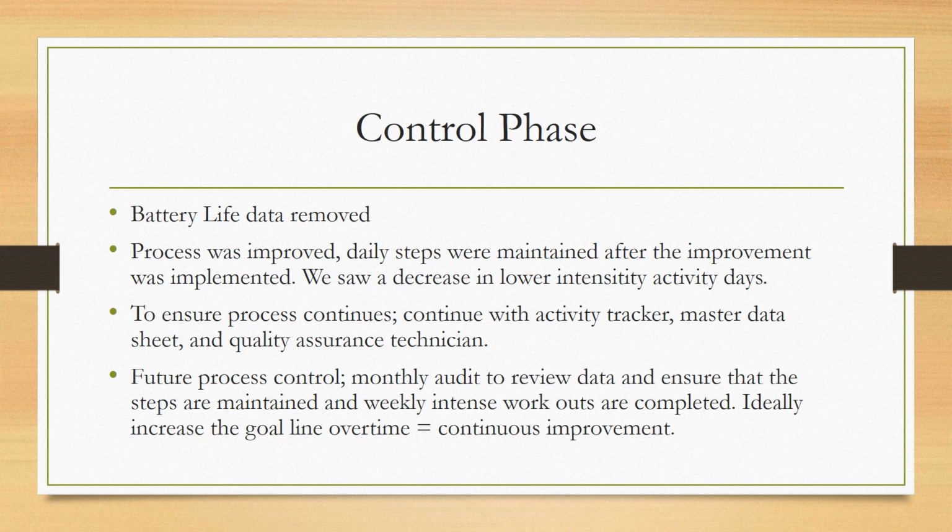And then also looking at continuous improvement, I think it'd be great to increase the goals. So let's make it 10,000 steps or 8,000 steps, and then make it 4 or 5 intense workouts a week, because we want to continually improve this process over time. We can make one improvement, and that's great, but what's going to happen over time? Are we just going to plateau or flatline, or are we going to continuously improve this process over and over again? So that would be a great thing to do. If the data keeps being positive, we increase that goal line later on.